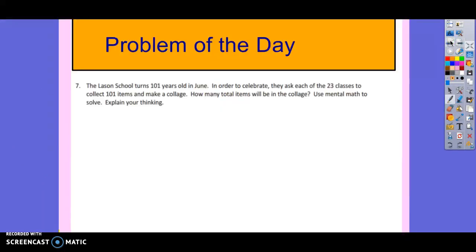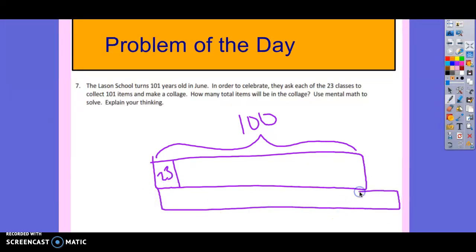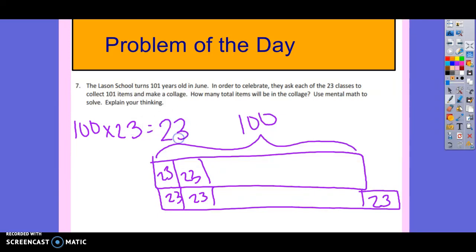Back to our problem of the day. Layson School turns 101 years old in June. In order to celebrate, they asked each of the 23 classes to collect 101 items. Well, 101 is kind of hard, so we'll do 100 times the 23 classes. And then in order to solve the 101, we'll add another 23 to it. So each of the classes is accepting 101 items. Let's start with 100 times 23. I've got 23 times 1 is 23, plus my 2 zeros, 2,300.